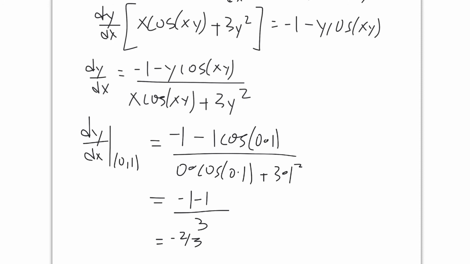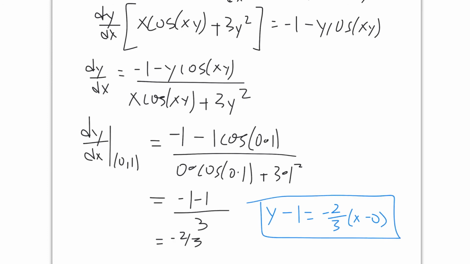Putting this together with our point gives us y minus y1 equals m times x minus x1. And there we have our equation of the tangent line.